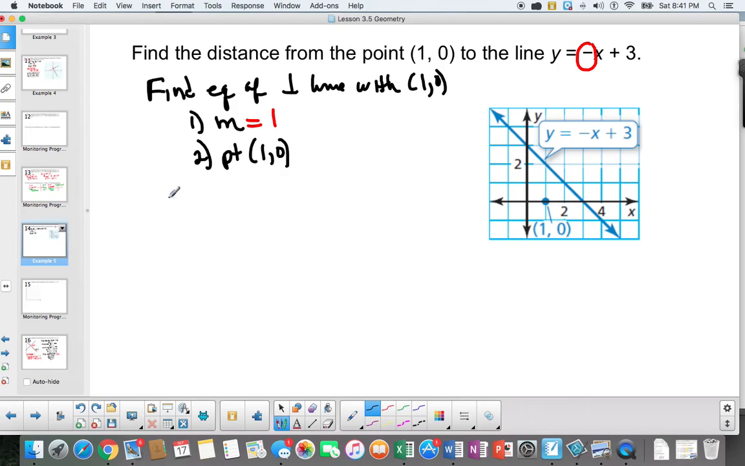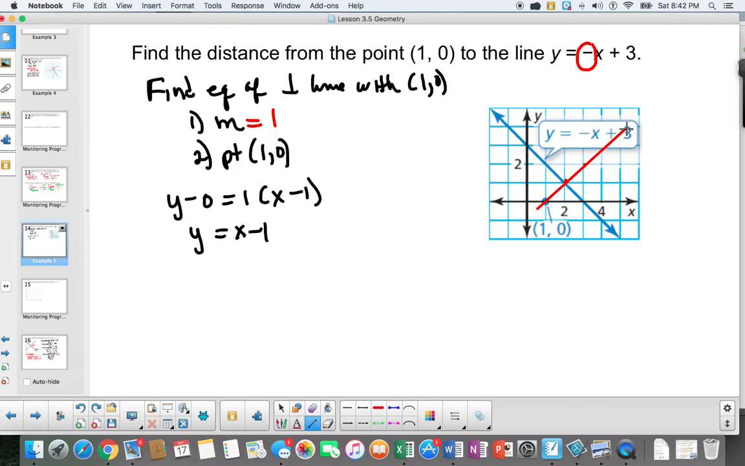And now I'm going to write the answer. y take away 0 is equal to 1 times x minus 1. I'm going to clean this up, and if I distribute, it's just going to be y = x minus 1. So this is the line I want, all right? And here I am right here at 1, 0, and you can see my slope has to be 1. So up 1 over 1, up 1 over 1, and then I'm going to use my line tool and draw my line. And you can see that they're going to intersect at the point 2, 1.